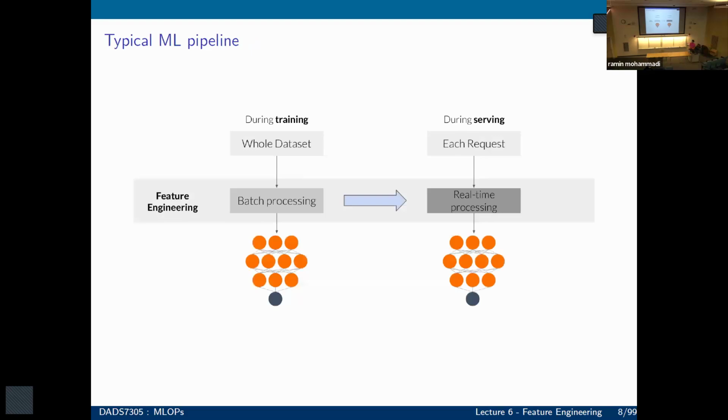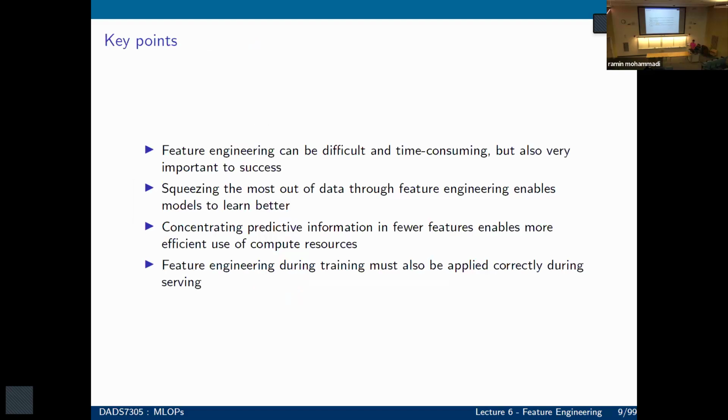Now, we also talked about this, that in typical ML, you need to be sure that whatever processing you do during training, you apply the same processing at inference time. There shouldn't be any discrepancies among those. Now, there are a couple of key points here. First, feature engineering is difficult and time-consuming, but important. You need to squeeze the most out of your data, concentrating predictive information in fewer features. It's better than having too many features.